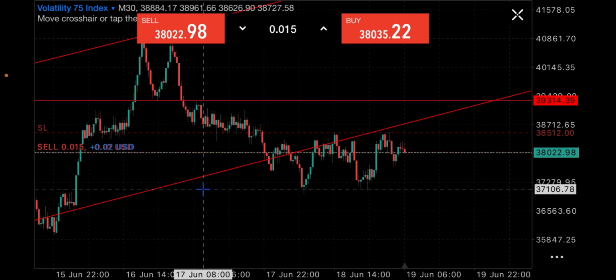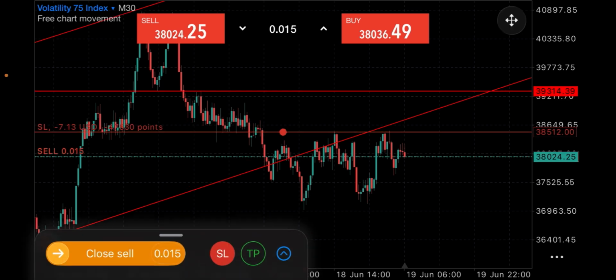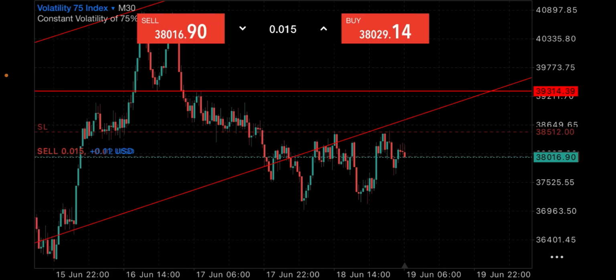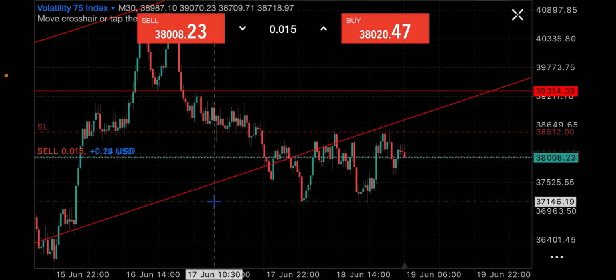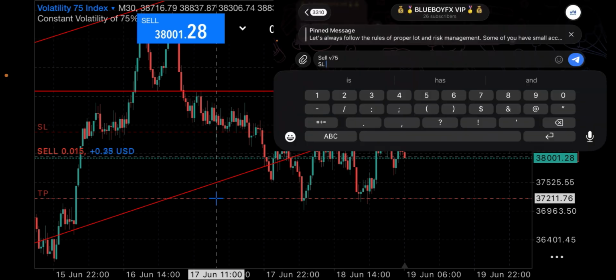TP1 around this level. And with the amount we are risking, if this should hit our SL, we'll be losing $7. Let's see what our TP is going to give us if we set our TP here. Okay, this is going to be a TP 137211. Right, so our TP1 is set.